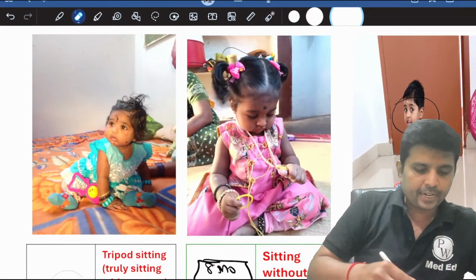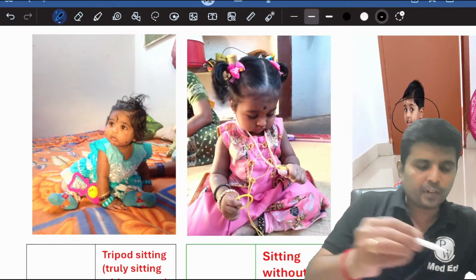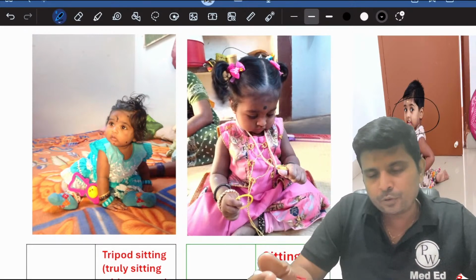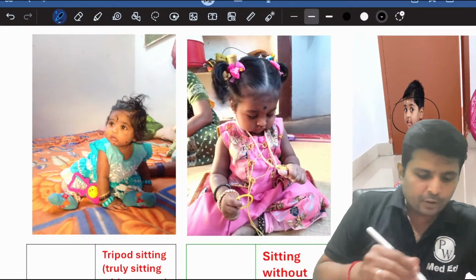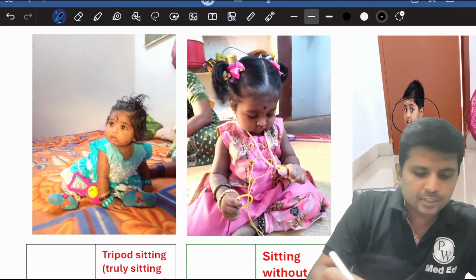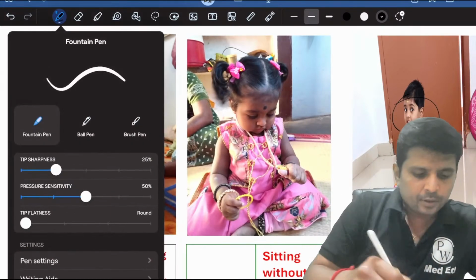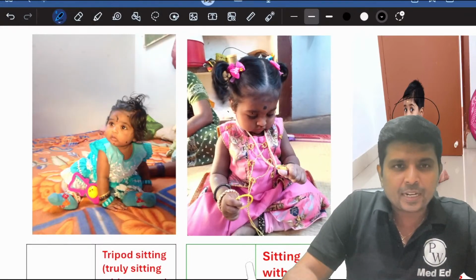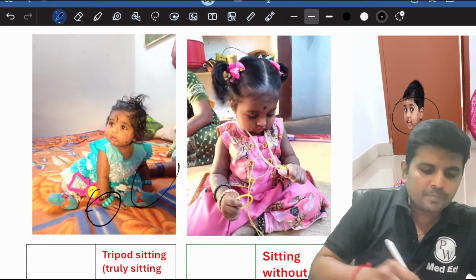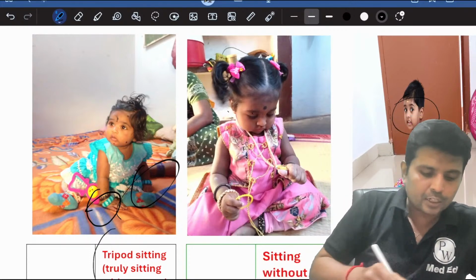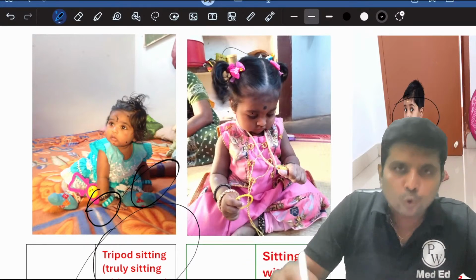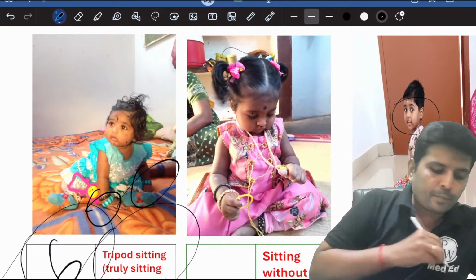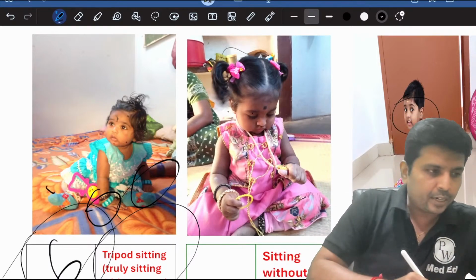Then what are all other important photos that can be asked for your set or your NEET? So what is this? The child is sitting. Can anyone answer? I am happy many are watching. So the child is sitting with arm support. This is called tripod. So sitting with support from both hands is called tripod. Usually it occurs by about 6 months.